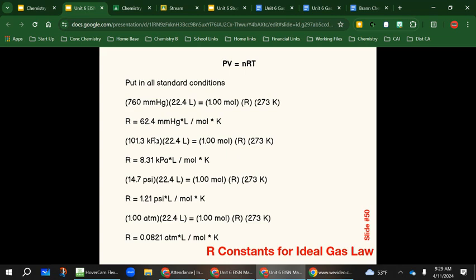Well, we're not going to get rid of one. It's still going to be out there. It happens to be the same value. Okay? Happens to be the same value. But if I were to give you a different unit of pressure, you could find the R value for it. Because all we are doing is putting in all standard conditions. And the standard conditions are always the same. 22.4 liters for 1 mole.